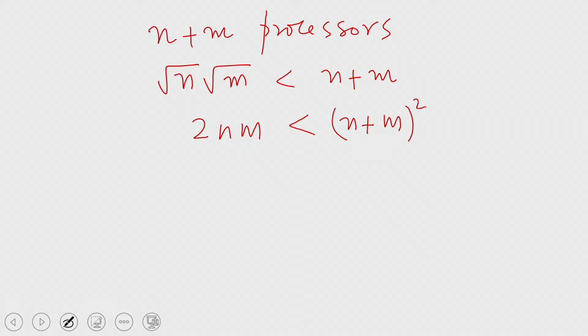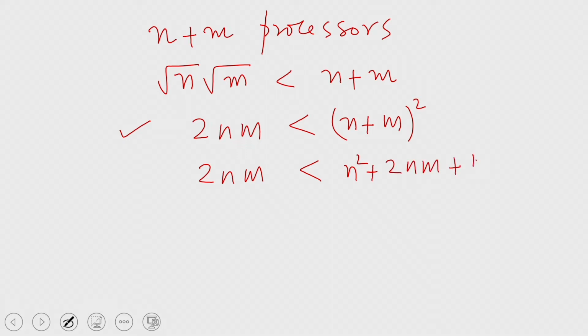That is because for this inequality the right hand side evaluates to n squared plus 2nm plus m squared. If you cancel 2nm from both sides, you have that 0 is less than n squared plus m squared, which is indeed the case. The right hand side here is the sum of two squares, therefore it is indeed greater than 0. Now what we have shown is that 2nm is less than n plus m the whole squared if and only if 0 is less than n squared plus m squared, which is indeed the case.